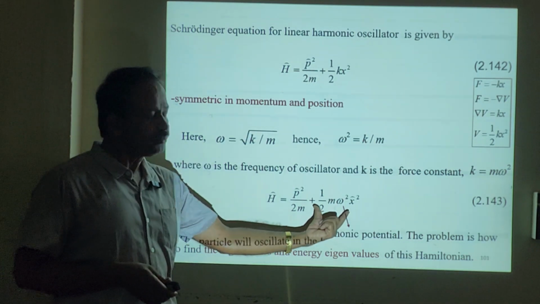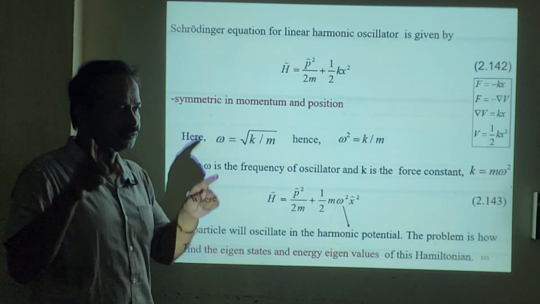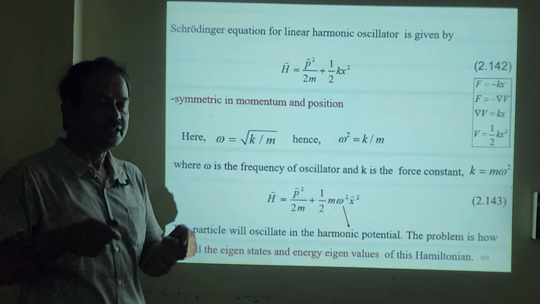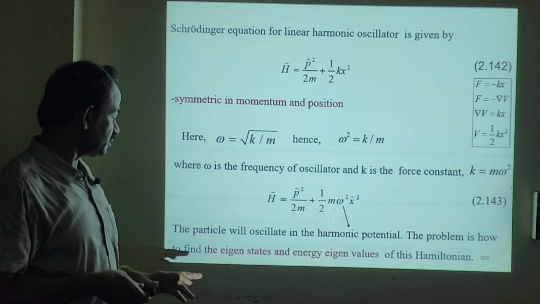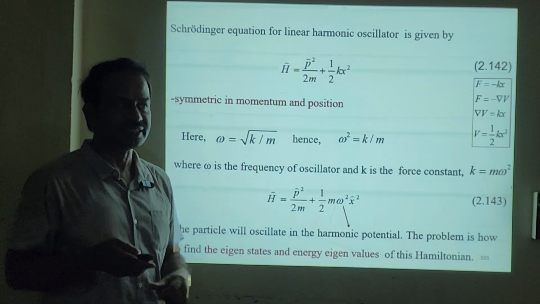So this particle, as we said, sits in a harmonic potential. This is a parabolic potential. That's why this term is a harmonic potential. So the particle will oscillate in the harmonic potential. The problem is how to find the eigenstates. We are going to find the eigenenergy values of this Hamiltonian.